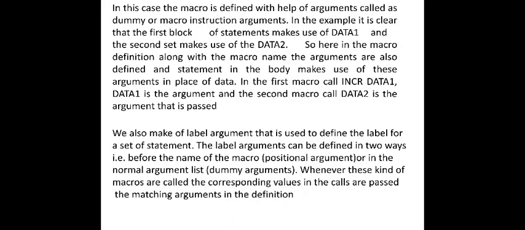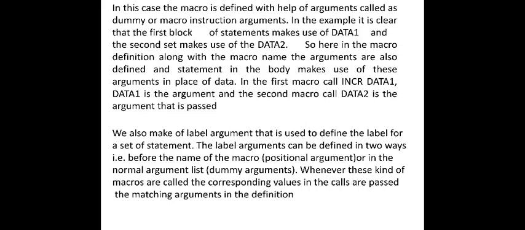For example, in example 2, we have 3 statements being repeated again and again. In the last 2 statements, you can see that data 1 and data 2 are being used in different blocks. In this case, a macro is defined with the help of arguments called dummy or macro instruction arguments. In the example, it is clear that the first block of statements makes use of data 1 and the second set makes use of data 2.